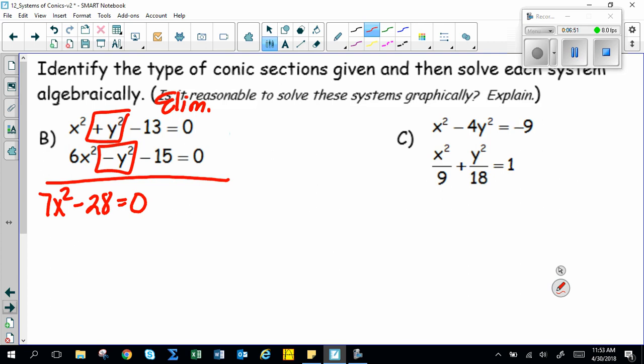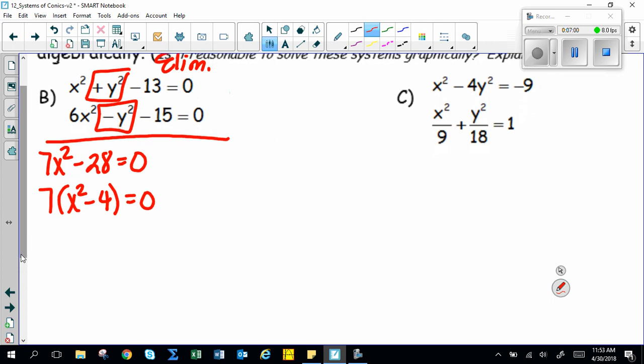If I'm going to solve this, I'd factor out my 7 and I'd get x squared minus 4 equals 0. The 7 doesn't help me with the solving. I just take care of this quadratic. So I've got x plus 2, x minus 2 equals 0. So I have one answer with a -2 in it and one answer with a +2 in it. So I've solved for x. But remember, my goal is to find the point of intersection. That's the point has an x and a y coordinate.